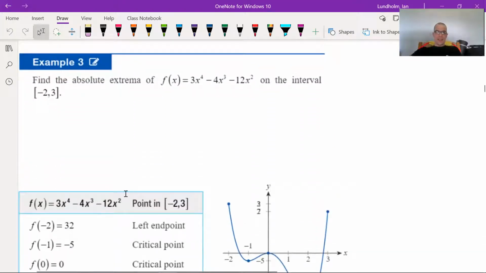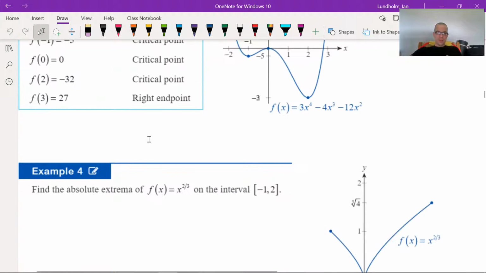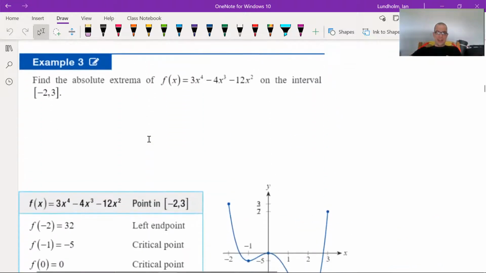Okay, looking at example 3, we've got a couple examples that we're going to look at here, and then there's one that's going to be actually really challenging. Example number 3, find the absolute extrema of this polynomial on the interval -2 to 3. So we're going to use the ideas that we just talked about. Let's go ahead and test the endpoints.